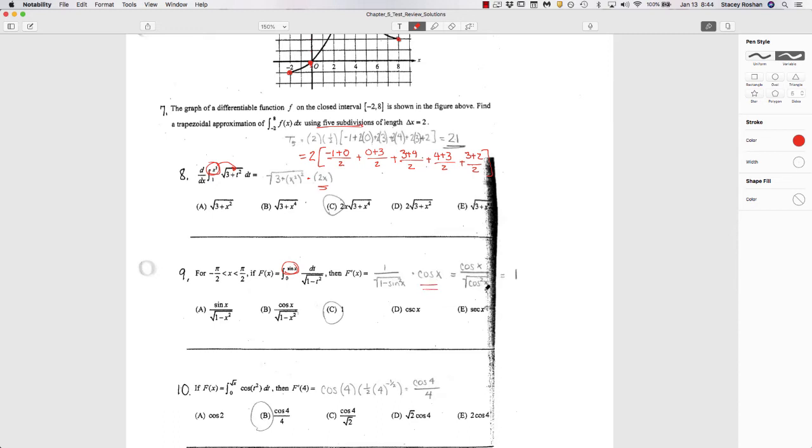Now, if you're having any problem simplifying, really I just had cosine x over the square root of cosine squared, and I said that because you have to remember that sine squared plus cosine squared is 1, and so 1 minus sine squared, which is what you have here, is cosine squared. So 1 minus sine squared is cosine squared. So we can replace that here.